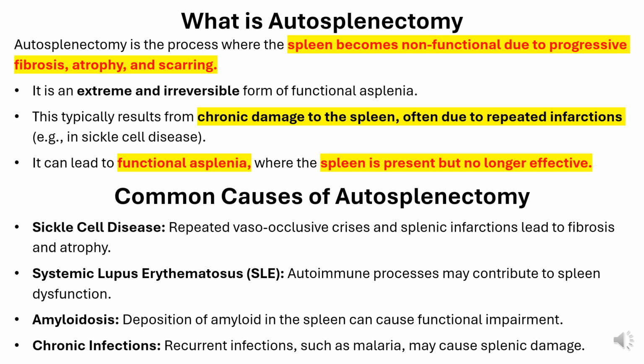Common causes of autosplenectomy: Sickle cell disease, where repeated vaso-occlusive crises and splenic infarctions lead to fibrosis and atrophy. Systemic lupus erythematosus (SLE), where autoimmune processes may contribute to spleen dysfunction. Amyloidosis, where deposition of amyloid in the spleen can cause functional impairment. Chronic infections, where recurrent infections such as malaria may cause splenic damage.